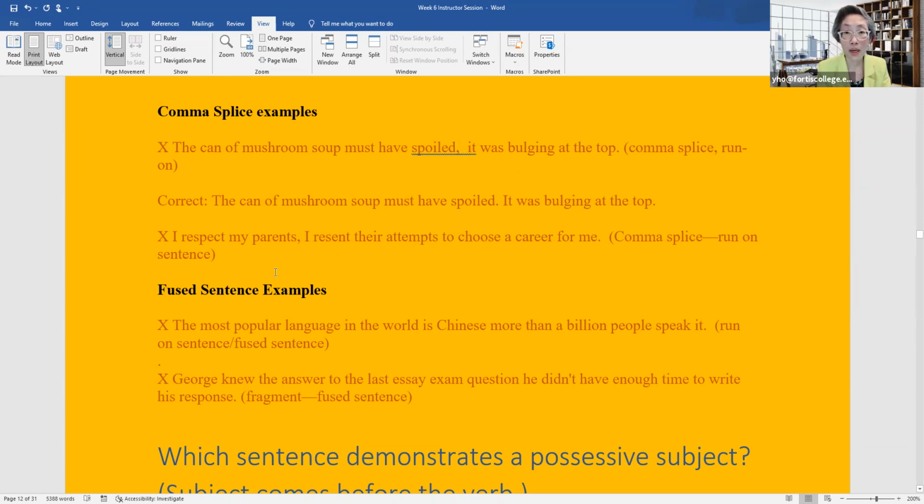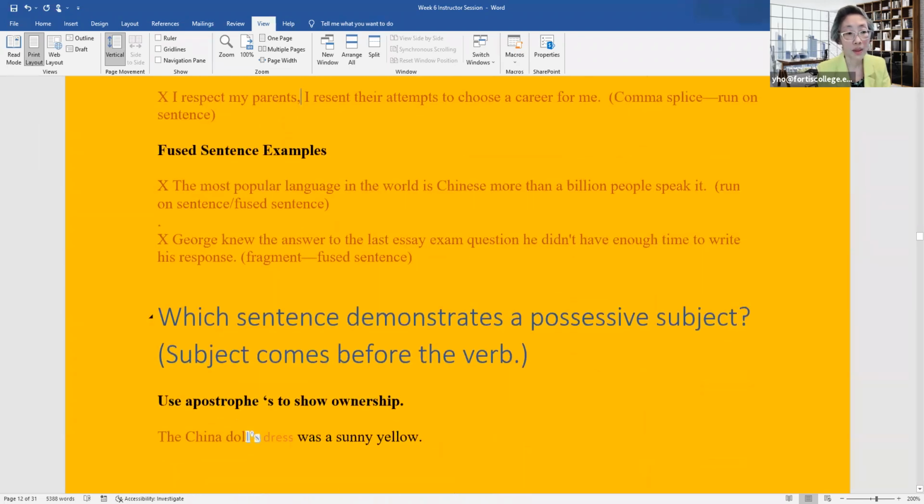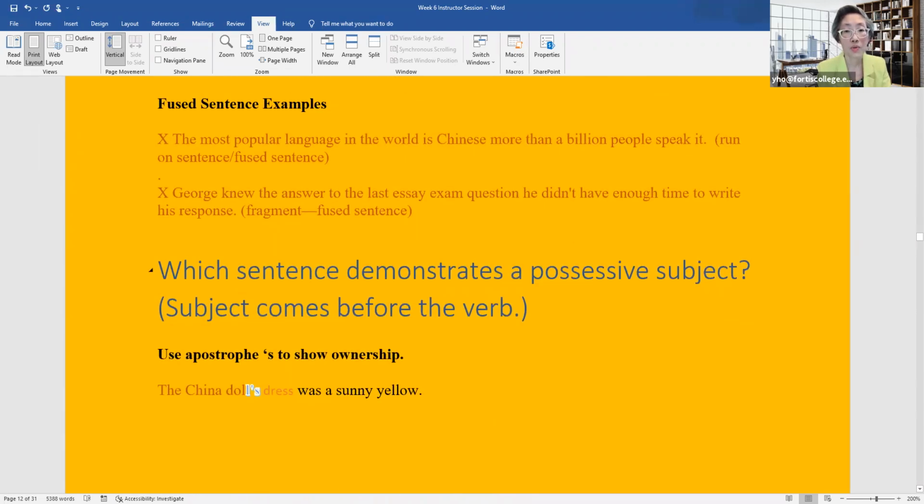I respect my parents, comma. I resent their attempts to choose a career for me. So then the correct sentence is if I were to go like this. That's correct, okay? So this is a comma splice, meaning unnecessary comma. A fused sentence is when two sentences are put together with no punctuation. The most popular language in the world is Chinese, and it's missing punctuation here. More than 1 billion people speak it.